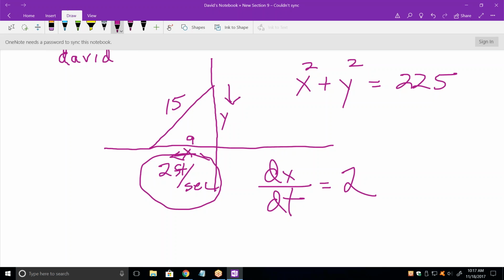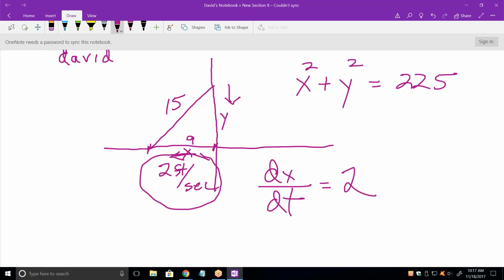And it's not based on the direction that it's going. In other words, normally when something's going to the left, that's a negative velocity. But we're not really talking about the velocity here. We're talking about how is x changing. Well, x is getting bigger at the rate of 2 feet per second as that thing goes to the left. Okay? So we know dx/dt.